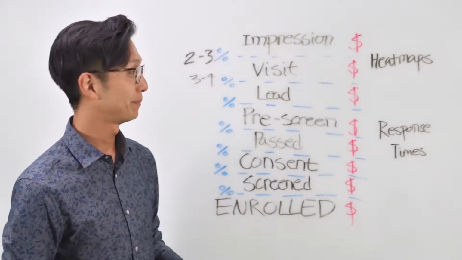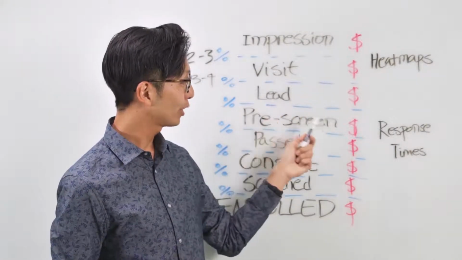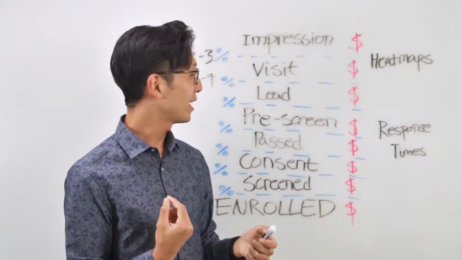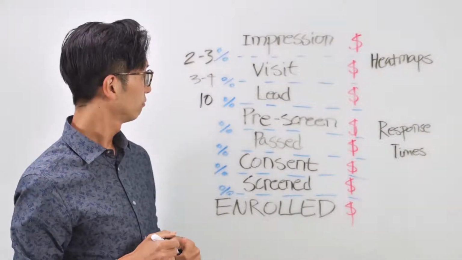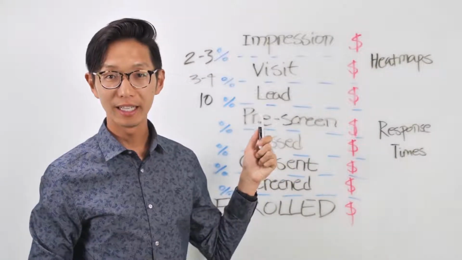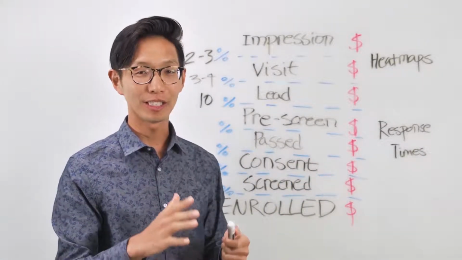Now, if we go from lead to pre-screen, this number actually gets a little more aggressive on our end. We shoot for 10%. So 10% of people leaving their contact information will complete the pre-screener survey. Of course, the industry average is about 5.